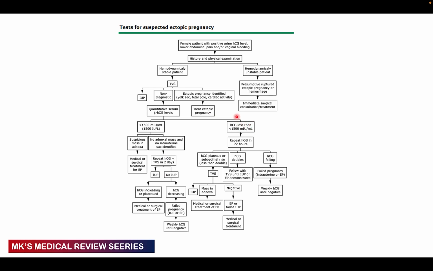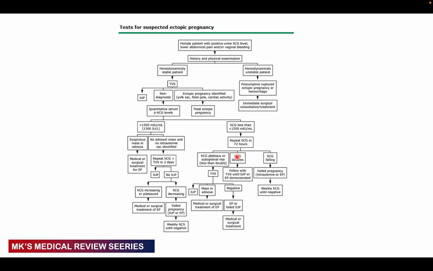Of course, if our HCG level is less than 1,500 milli-international units per mL, we repeat the beta HCG in 72 hours. If the HCG levels are plateauing or rising suboptimally, less than double, then we do a transvaginal ultrasound. You may find an intrauterine pregnancy, or you may find a mass in the adnexae, and you treat this as an ectopic pregnancy. If it's a negative transvaginal ultrasound, then this is an ectopic pregnancy or failed intrauterine pregnancy. We treat them medically or surgically.